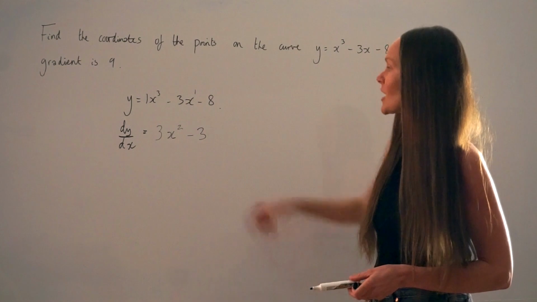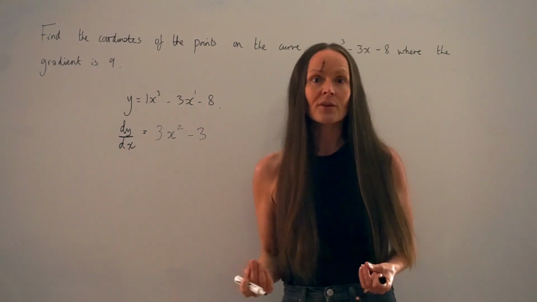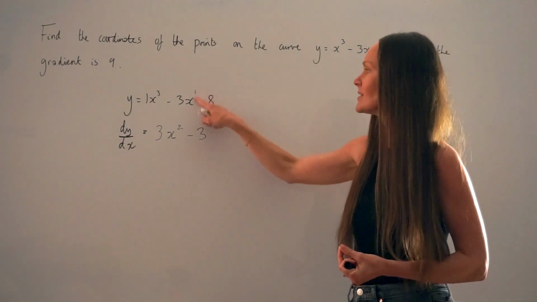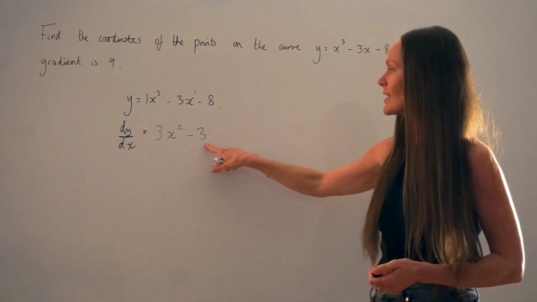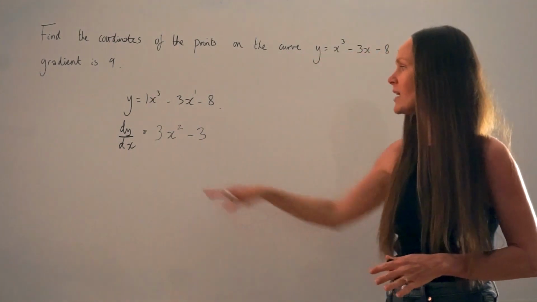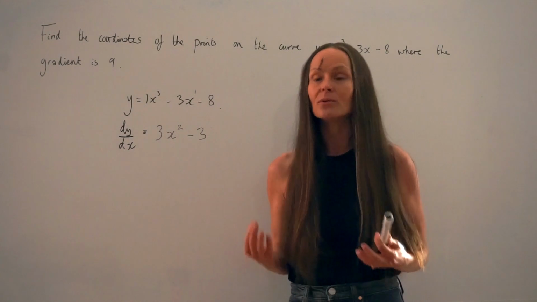And when we differentiate the last term, this time it's a constant. Whenever you differentiate a constant, the answer is always 0, so this part disappears. So here we found the derivative. This is an expression for the gradient of the curve at any point. And in the question, we've been told that the gradient is equal to 9.